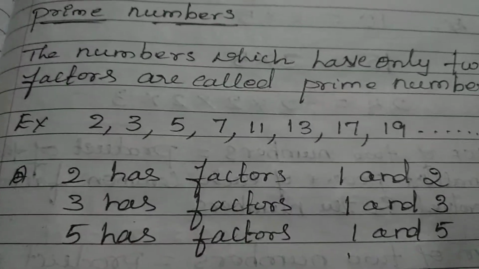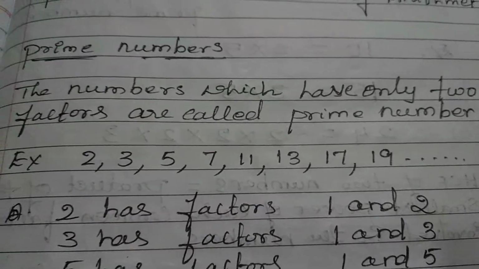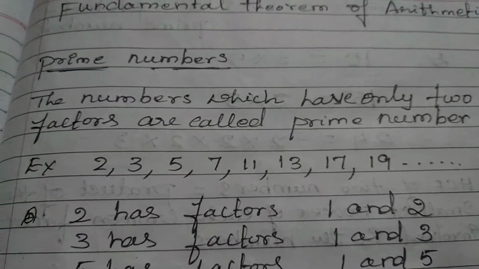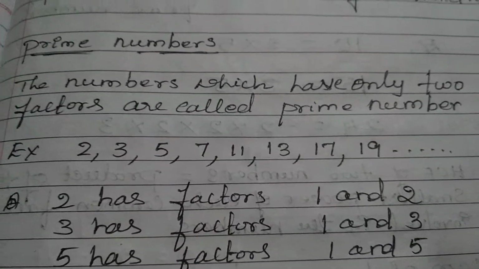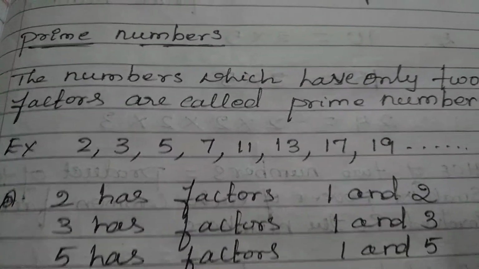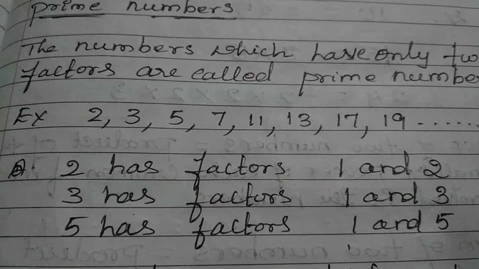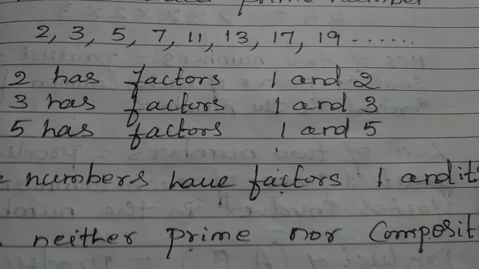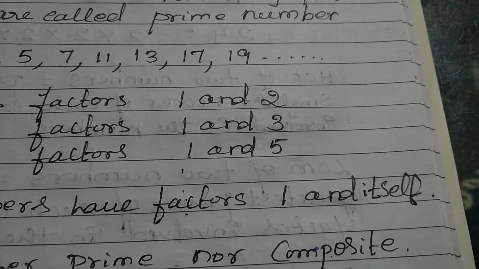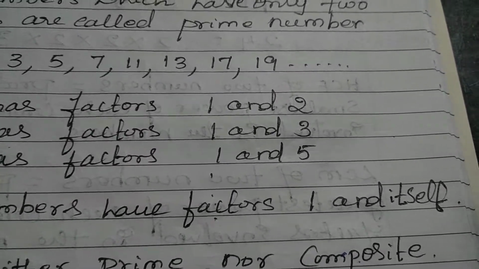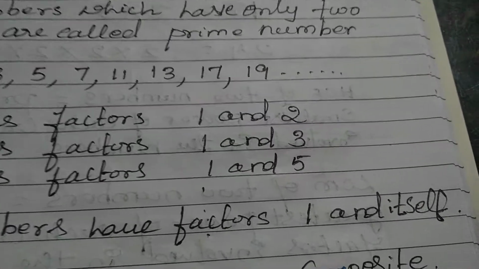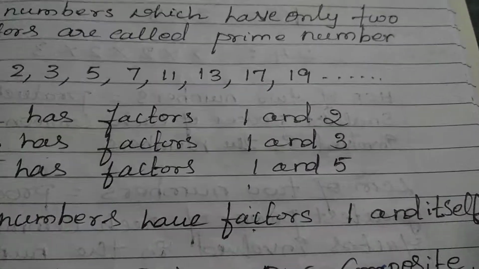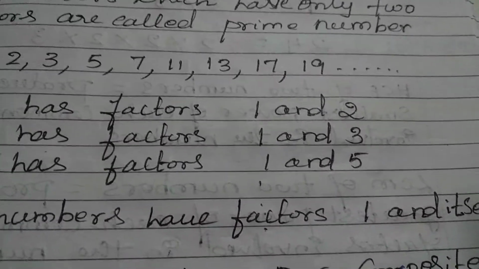So we can also say that 2 has how many factors? 1 and 2. How many factors does 3 have? 1 and 3. How many factors does 5 have? 1 and 5. See, from this what we can say: prime numbers have the factors 1 and itself. They have only 1 as a factor and itself is also a factor. That means they have only 2 factors. Okay, so 1 is neither prime nor composite.